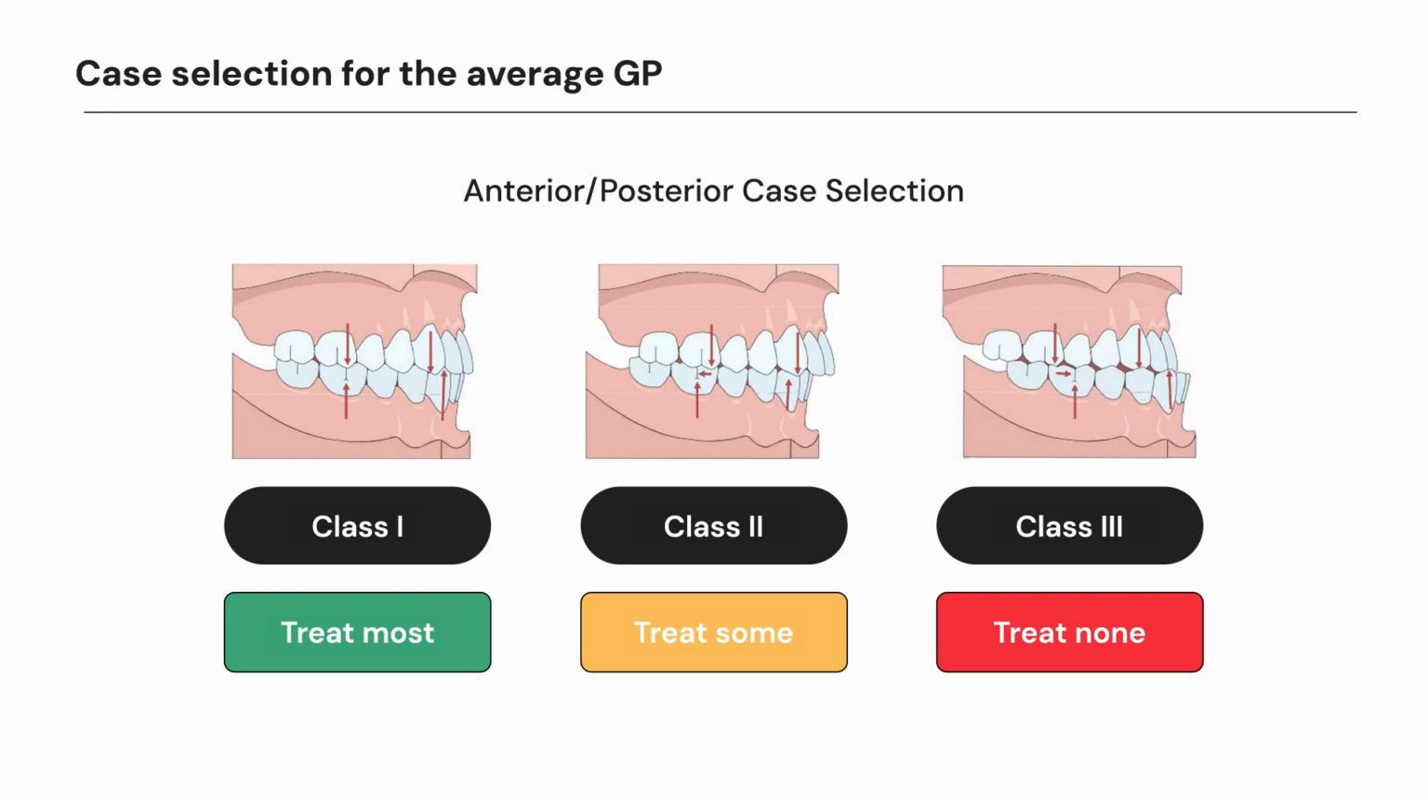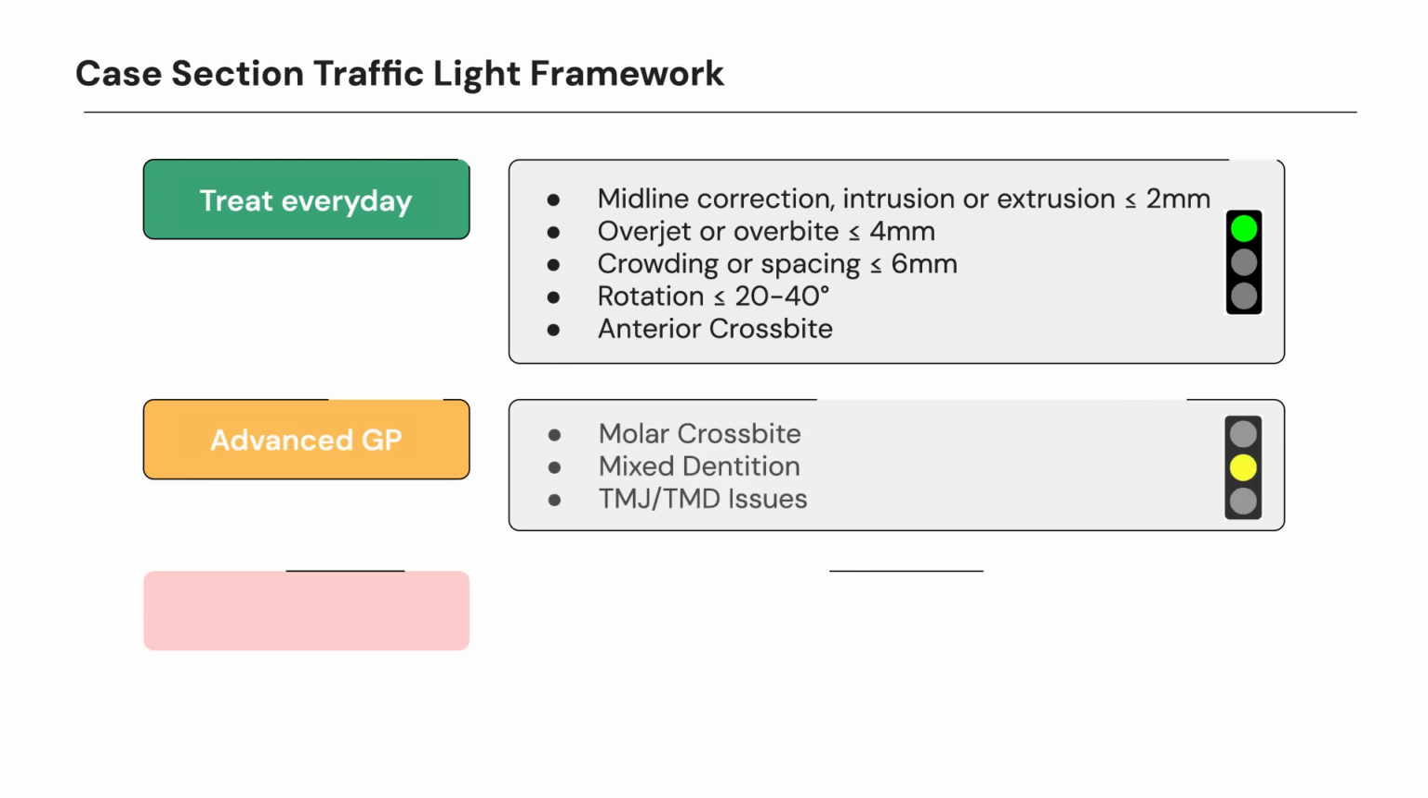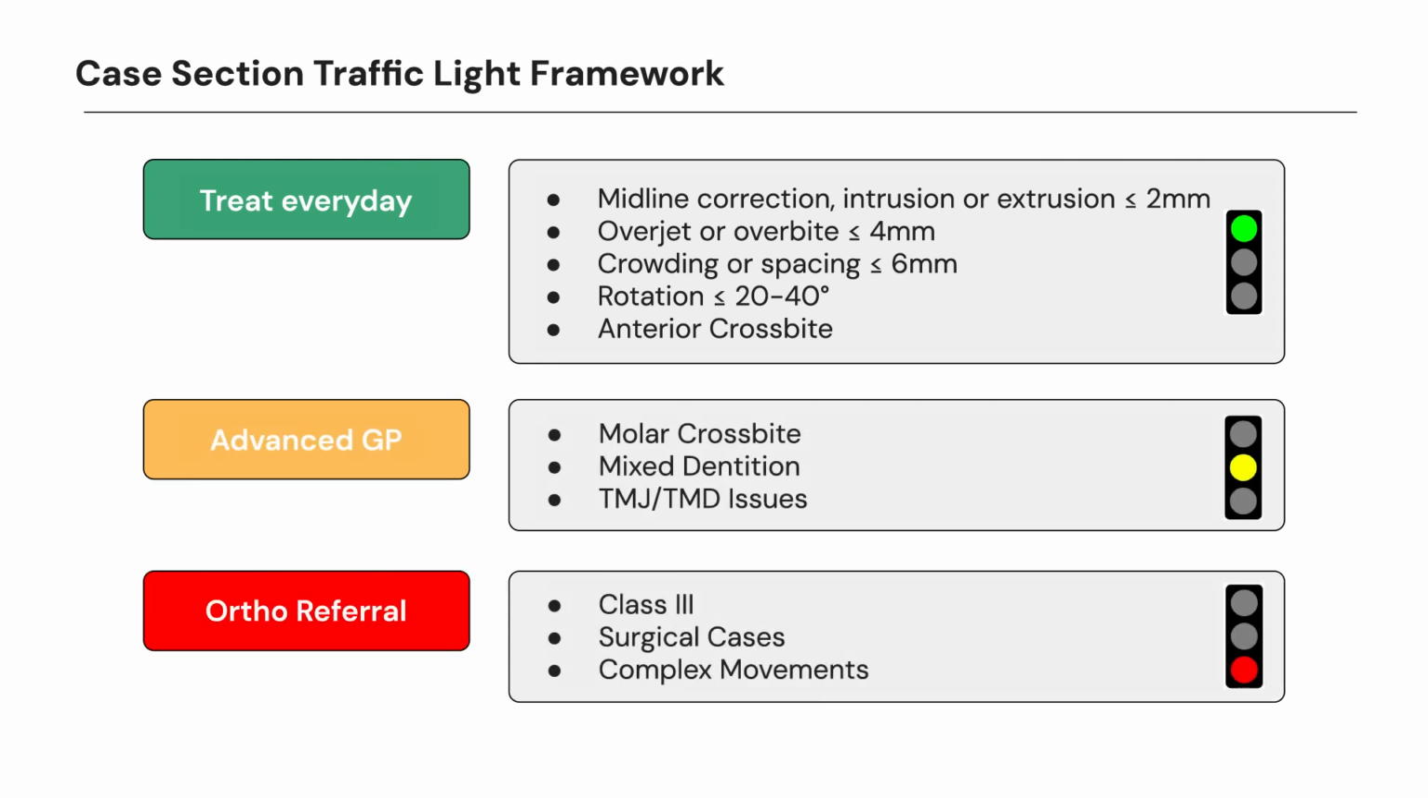Class 3, much more challenging because this is an orthognathic type thing, and unless you're doing a lot of orthognathic cases to begin with, it's something that I'd prefer for you to just leave until you've got better skills underneath your belt. So those colors all translate into a stoplight. We like to think of it as what's the everyday, what's the advanced, and then the red says ortho referral. It doesn't mean you can't do it. It just means you've got to have a lot of skills underneath your belt before I want you running that red light.